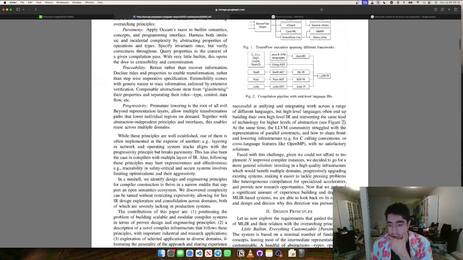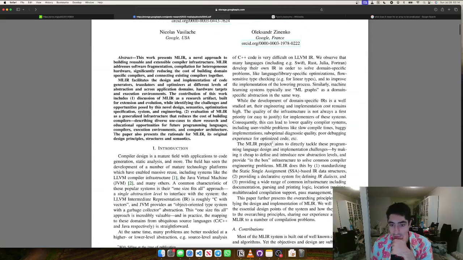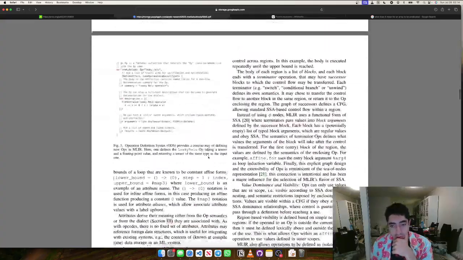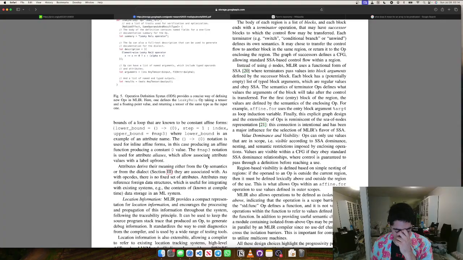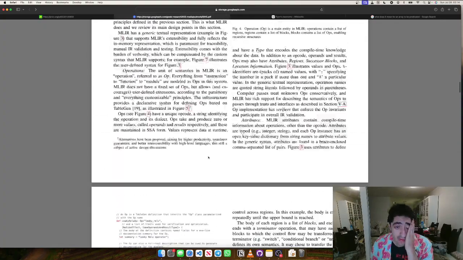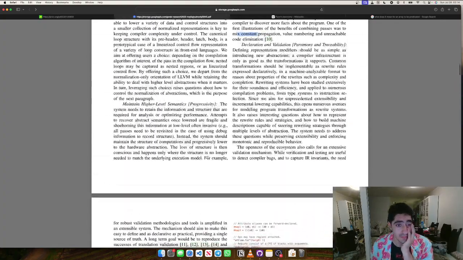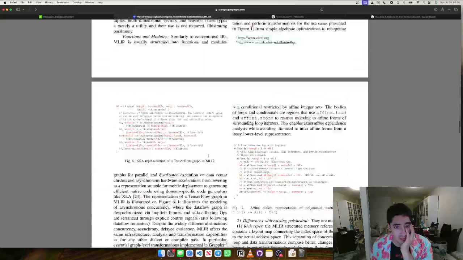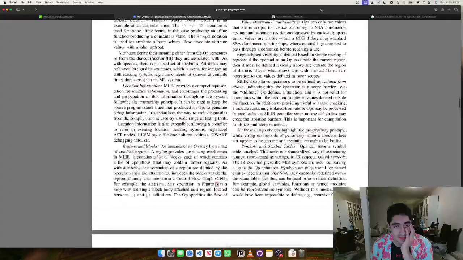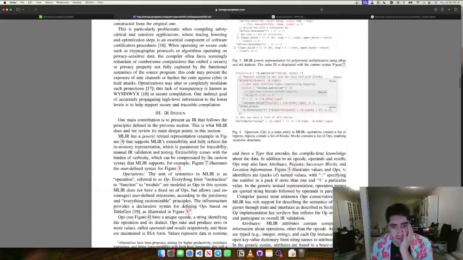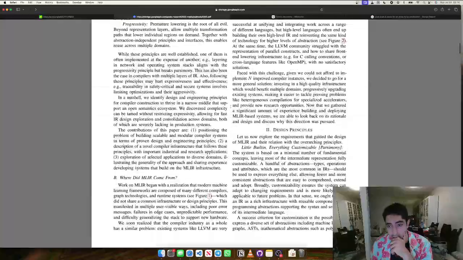So the second part was design principles. Third part is, if I'm not wrong, I skipped through some stuff. Looks like I skipped. Oh, IR design, and that was design principles. Alright.